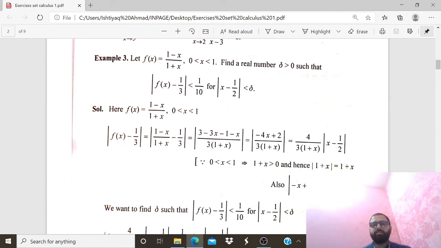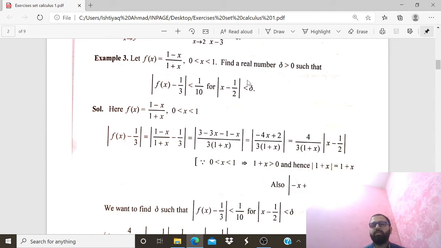Now coming to example number 3, here again we are given a function, which is given to be (1 minus x) by (1 plus x), and x is given to be lying between 0 and 1. We have to find the real number delta which satisfies this condition. We have to find this delta.